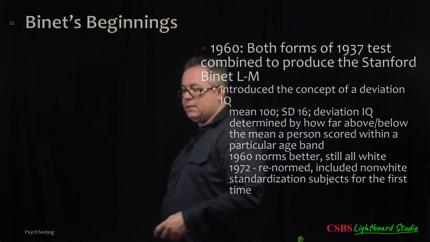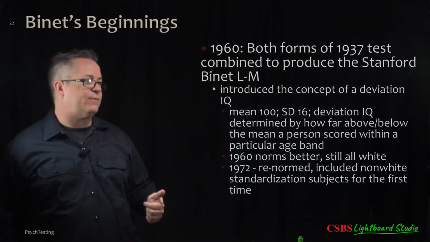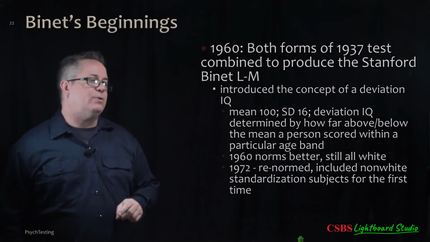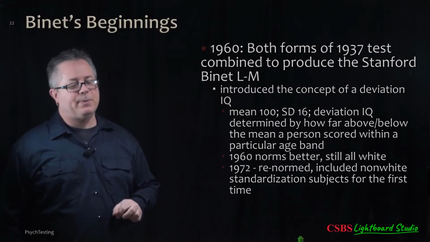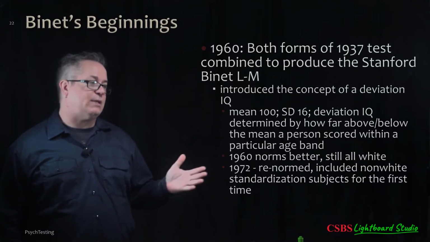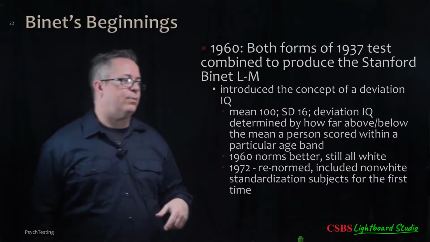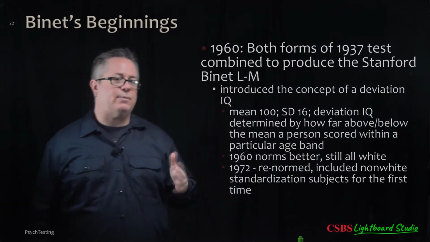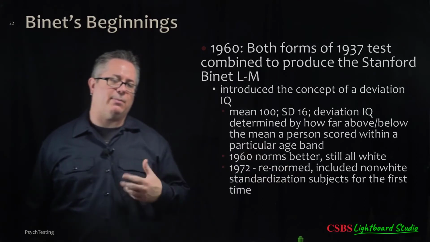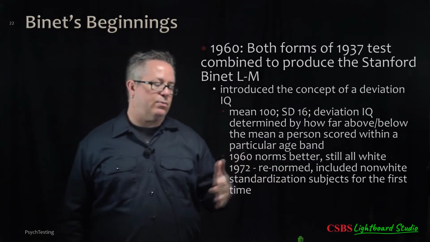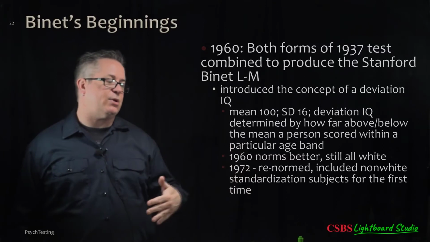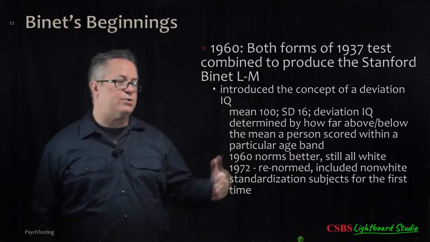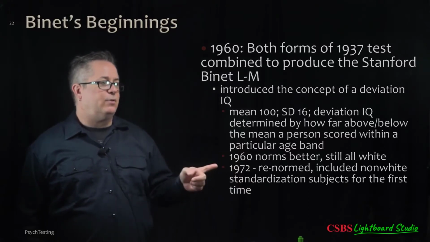So in 1960, both forms of the 1937 test were combined to produce the Stanford-Binet version, and it introduced the concept of a deviation IQ. So if your mean is 100 and deviation 16, the deviation IQ is determined by how far above or below the mean a person scored within a particular age band. So it started to look at how many standard deviations you were away. Instead of just looking at mental age, we can actually standardize this based on how far away they were, or how many deviations from the mean.